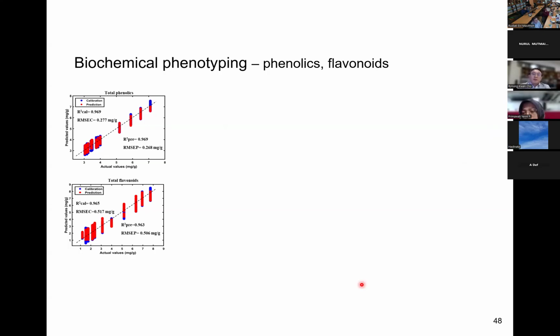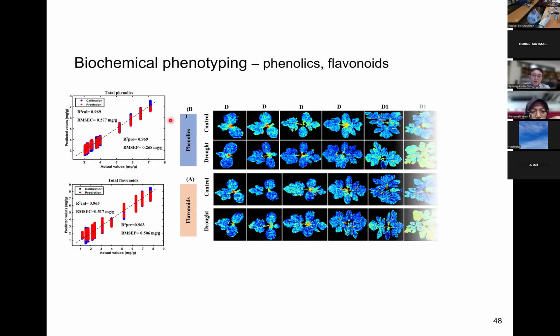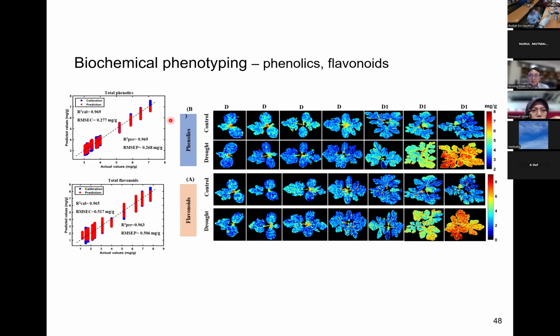Another one is biochemical phenotyping. We wanted to predict phenolic compounds and flavonoid compounds using hyperspectral images. Using wet chemistry, we can make an estimation, a quantitative analysis model like a PLSR model, and then apply this model to hyperspectral images.